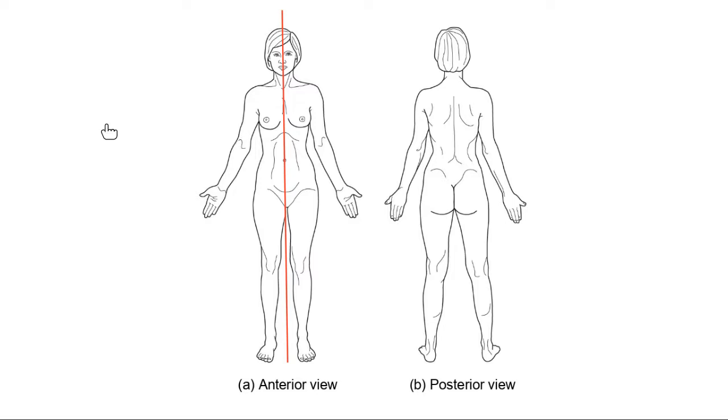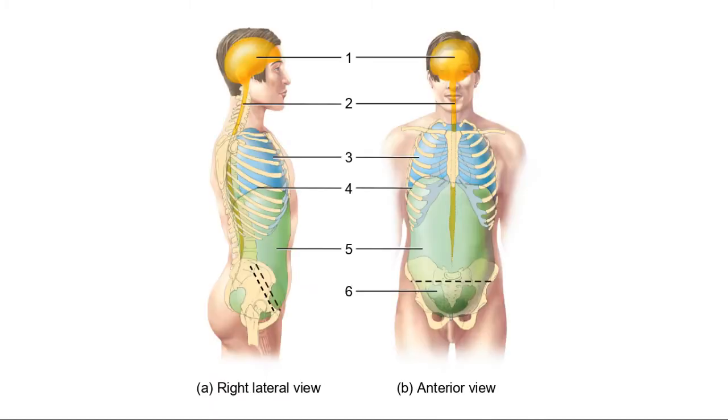In this picture, you can see the correct anatomical position. In this picture, you see that this person is standing facing forward. The upper limbs are on both sides of the body, and the palms of the hands are facing forward. And as you see here, the feet are on the ground. This is the correct anatomical position from anterior and posterior view.